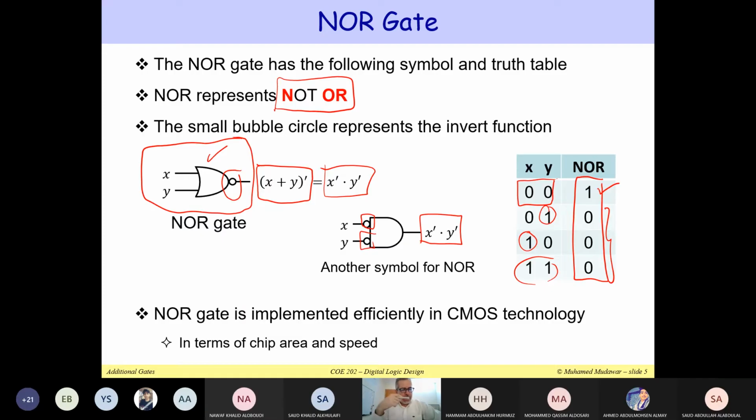Now, similar to the NAND gate, the NOR gate is also implemented very efficiently in the CMOS technology. Again, 4 transistors only. So it's very efficient in terms of the area. It only requires a very small area on the chip, and also it has high speed. So it can turn on and off very quickly. So this is a very fast gate.